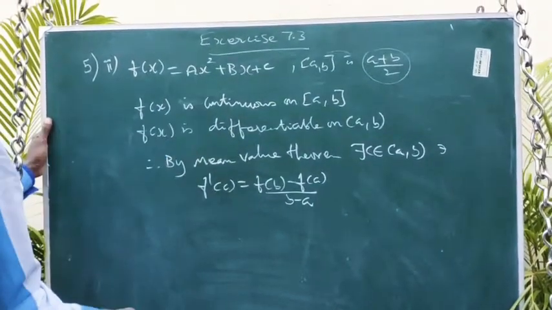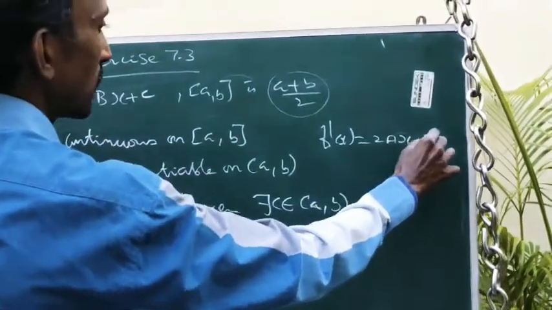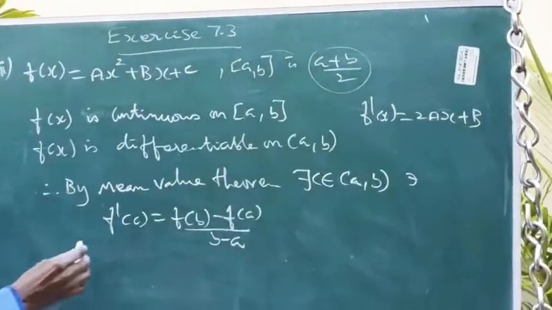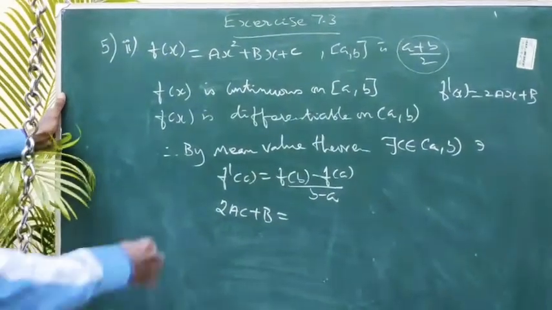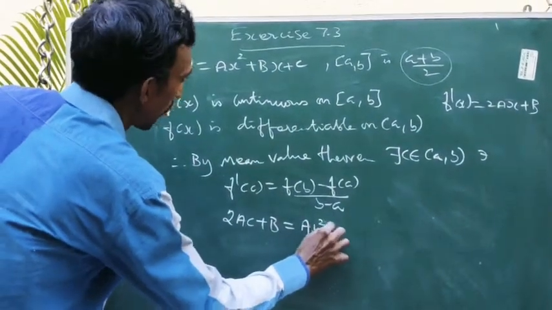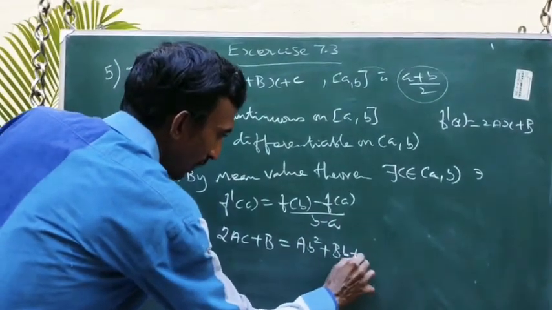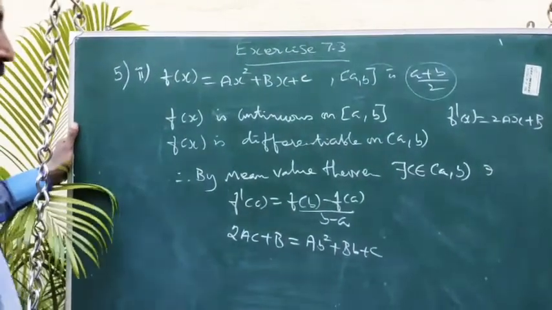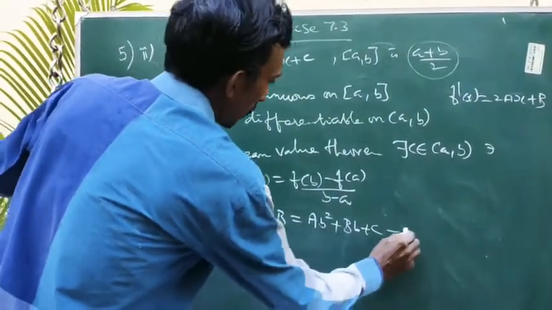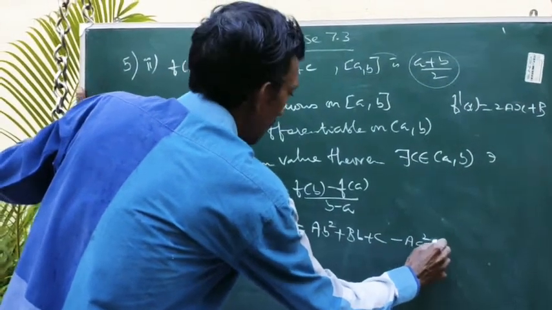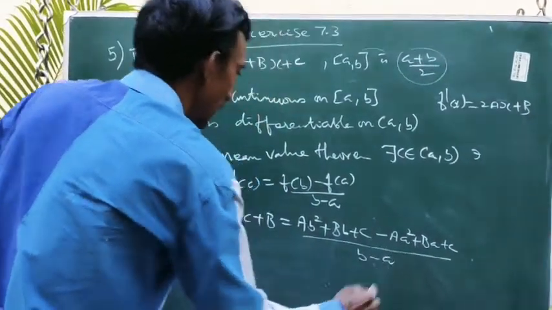So what is the derivative? First derivative, so 2ax plus b. Okay. So use it here. 2ac plus b equal to f of b. So put x equal to b: a b square plus b b plus c. Okay. And then put x equal to a, but minus, put all the negative. So a square plus b a plus c, by b minus a.